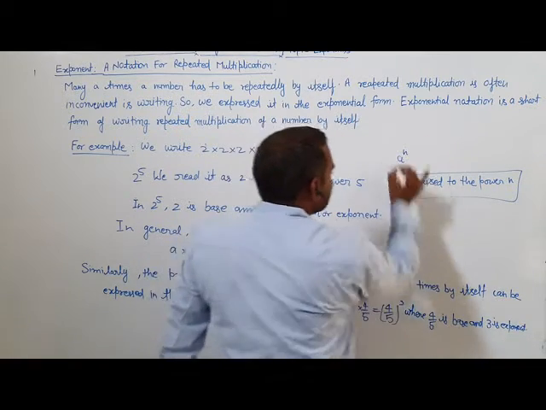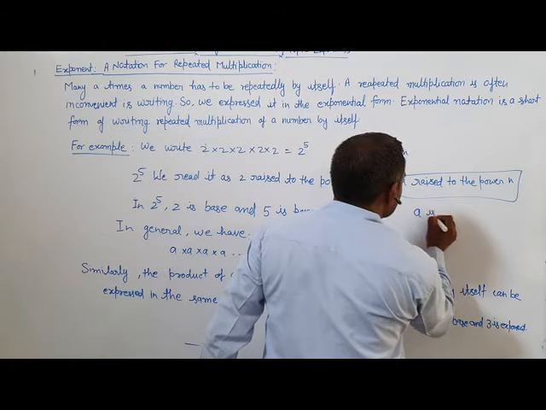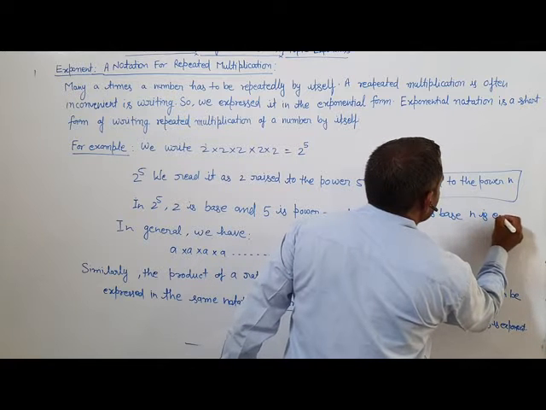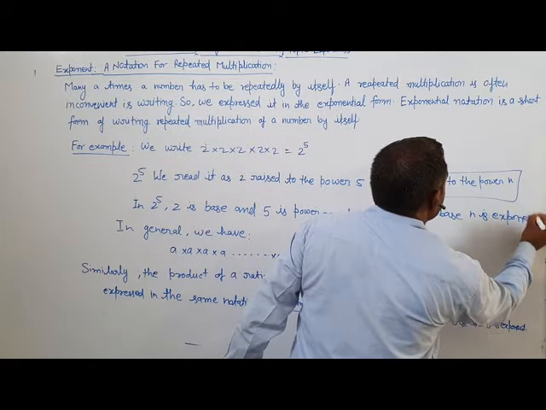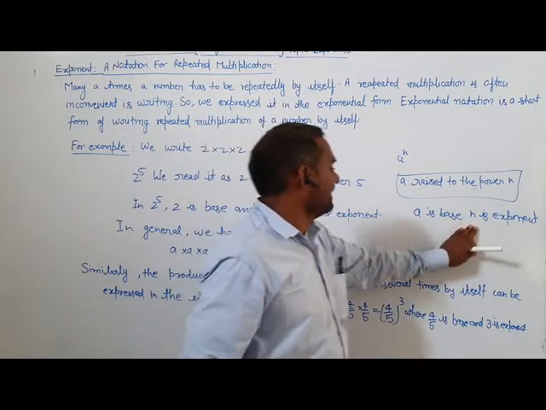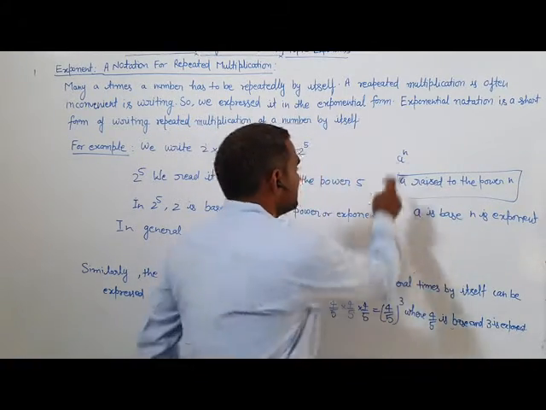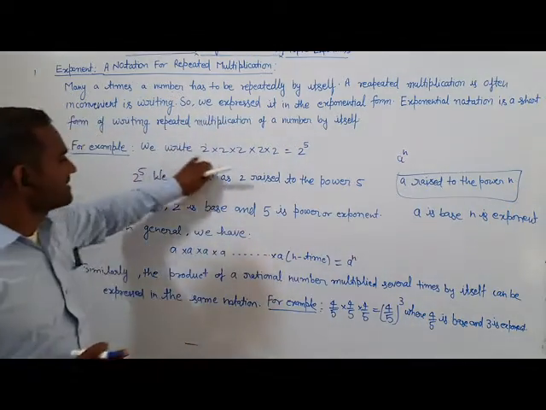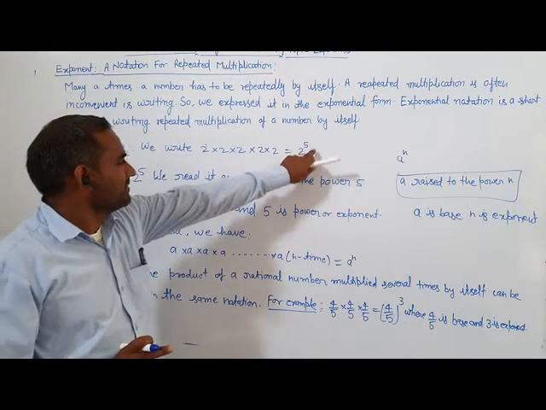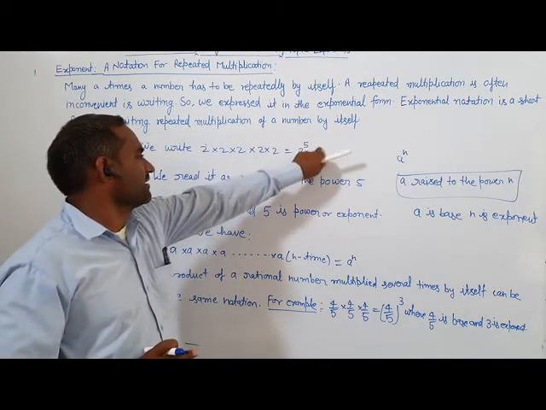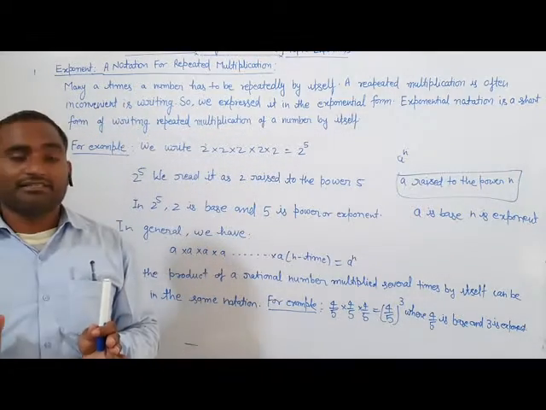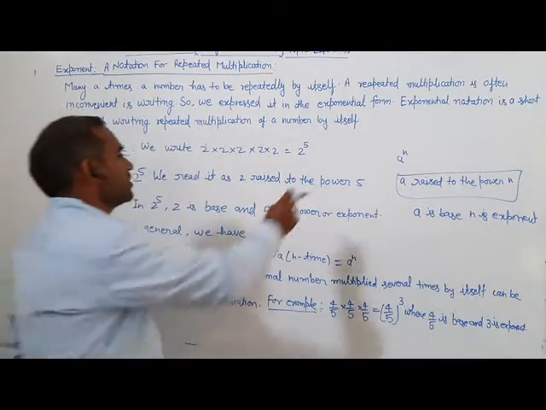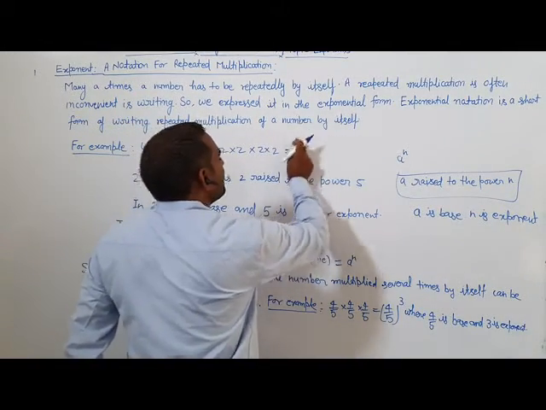Here a is base, and n is exponent. You can say n is exponent or power. This is base and this is exponent. So this is the short notation. This is exponential notation. When we write repeated multiplication in short form, that short form is called exponential notation.